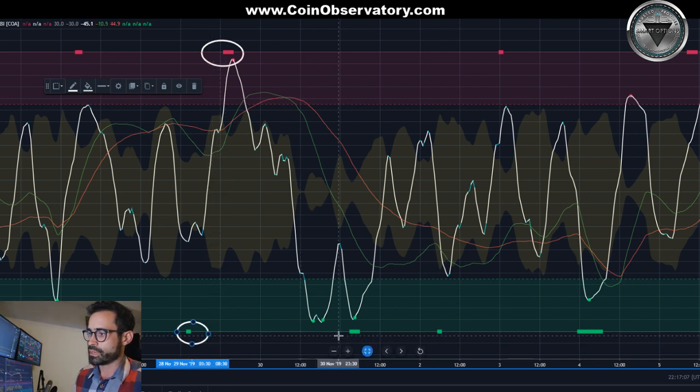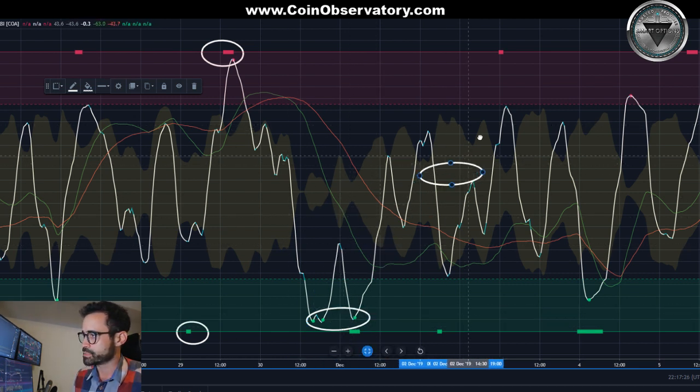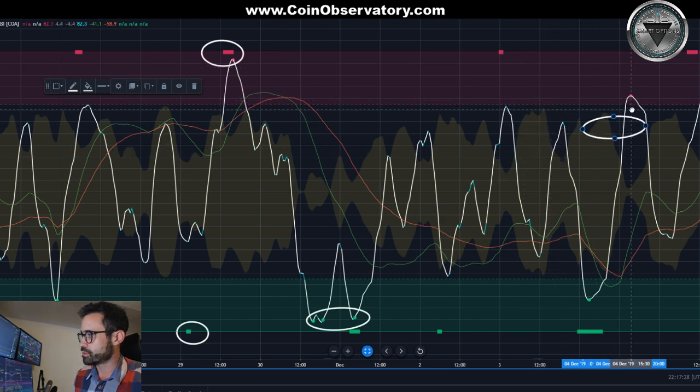So, and the longer the rectangle, the more prominent that divergence is. You're also going to see these green dots. These are going to be weak buy signals. Don't ever enter just because you see a green buy signal, and I'll show you when they actually really count and provide amazing entries. And then there's also going to be triangles.